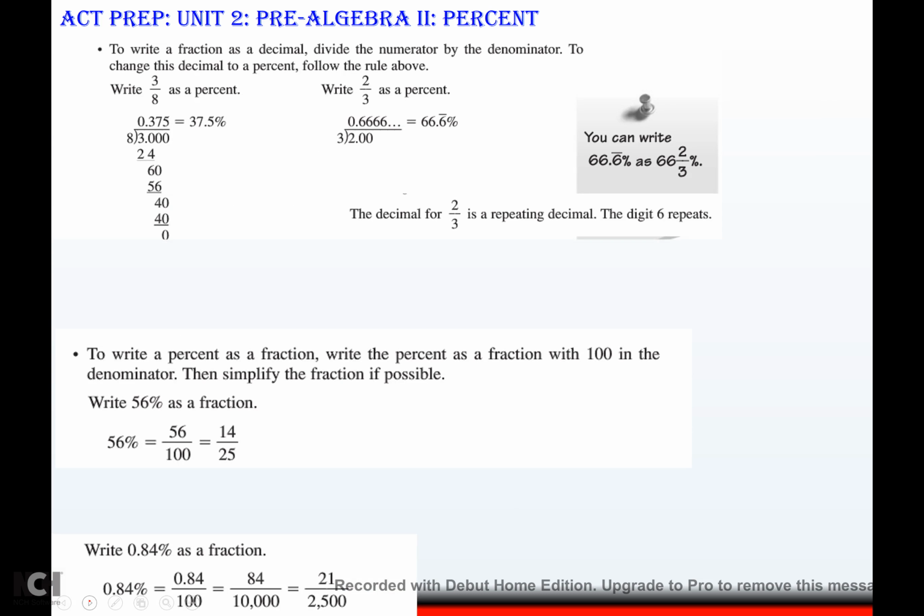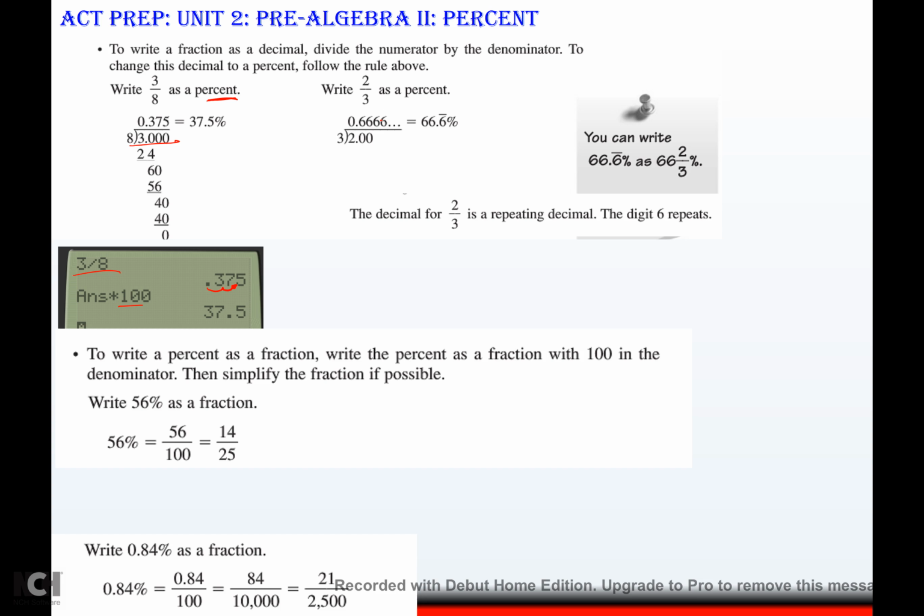All right, to write a fraction as a decimal, you divide the numerator by the denominator. To change this decimal to a percent, follow the rule above. It says write 3/8 as a percent. You take 8 into 3 and you do all these decimals, which is crazy because we have a calculator. So all you do is make the calculator divide for you. So you do 3 divided by 8 and you get 0.375. That's a decimal. To make it a percent, we move it 2 places to the right, which is multiplying by 100, which makes it 37.5%.